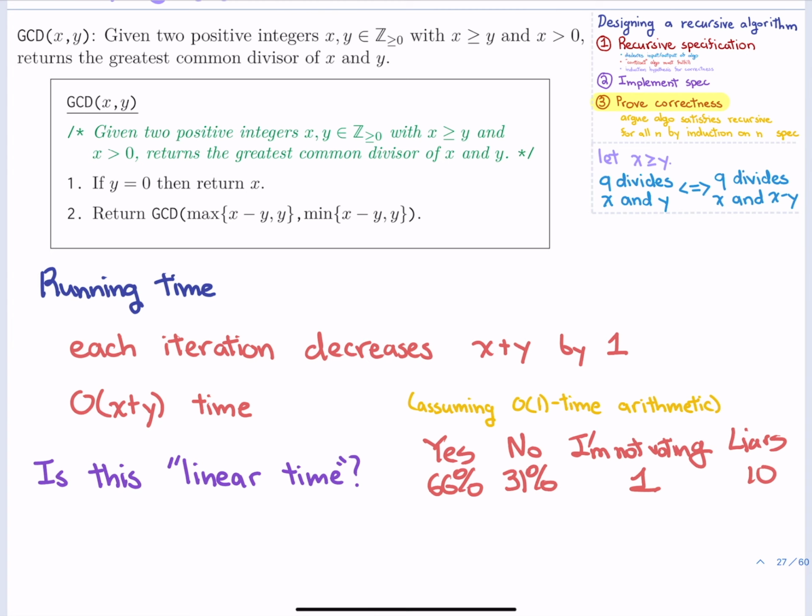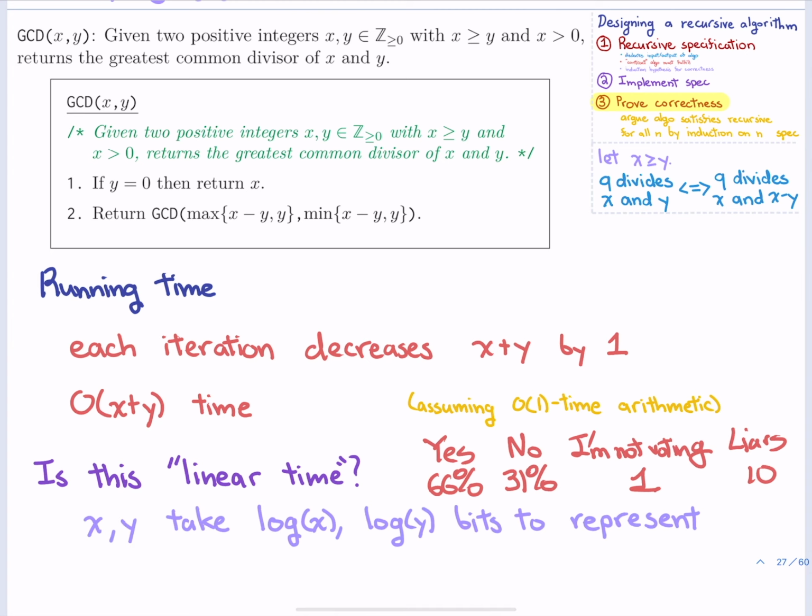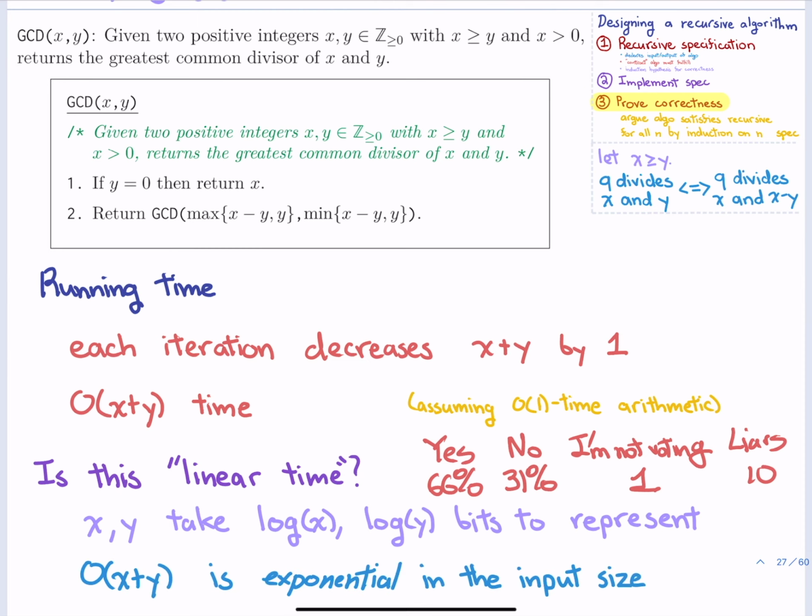Sorry? Okay. If you actually write down x and y, you only need log x and log y bits in binary notation. So if it is an astronomically large number, like the Eddington number, which was 2 to the 280 or something, your algorithm will take 2 to the 280 time, but your input size is 280, because that's how many bits you need to represent the Eddington number. So compared to 280, 2 to the 280 is a very slow algorithm. In fact, it's an exponential running time.